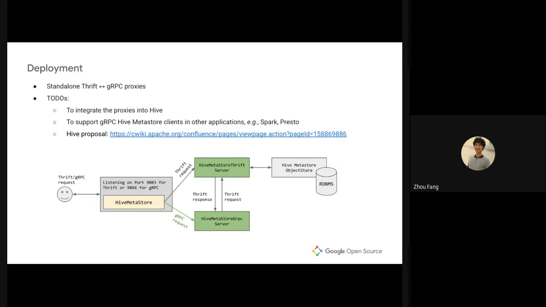The idea is that we will add a new configuration to enable the gRPC interface. Once it's enabled, we will create a Hive Metastore gRPC server inside the Hive Metastore server. All the incoming gRPC requests will be processed by this Hive Metastore gRPC server first, and it will translate gRPC requests to Thrift requests and forward them to the original Thrift server. So you can see here the Hive Metastore gRPC server is now the proxy. In this way, it reduces the overhead of deploying these proxies.